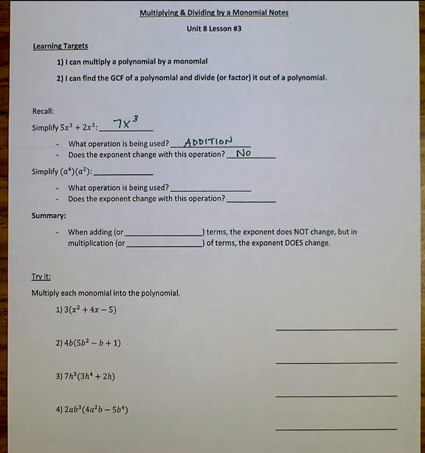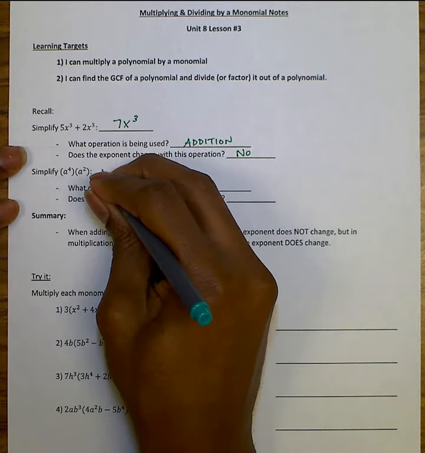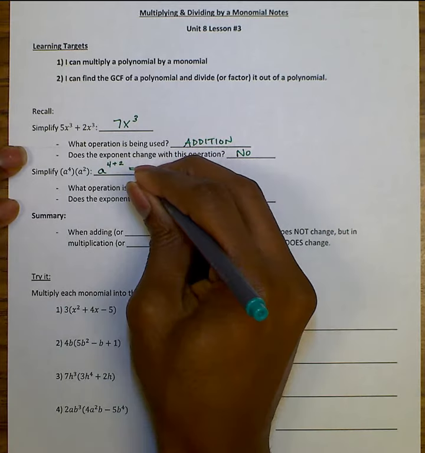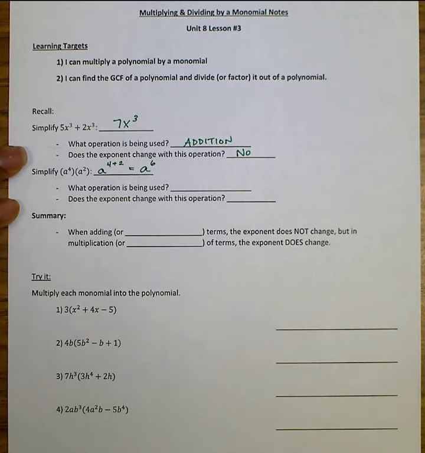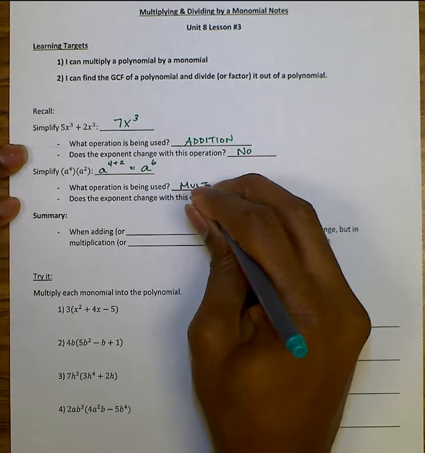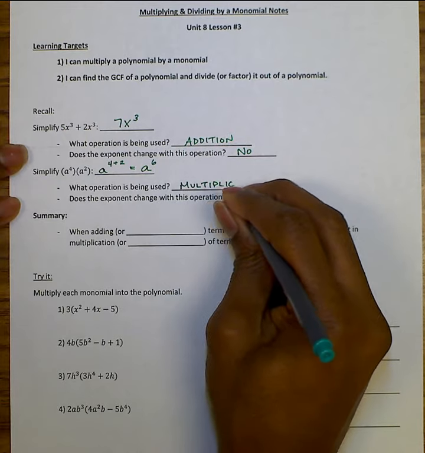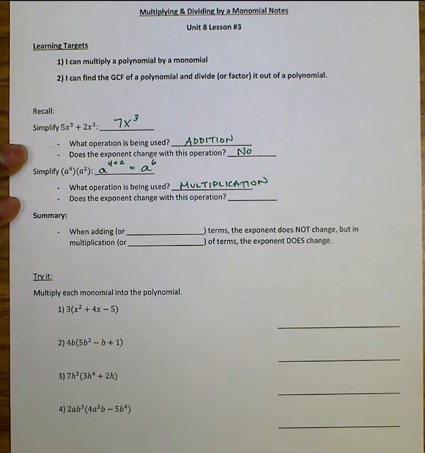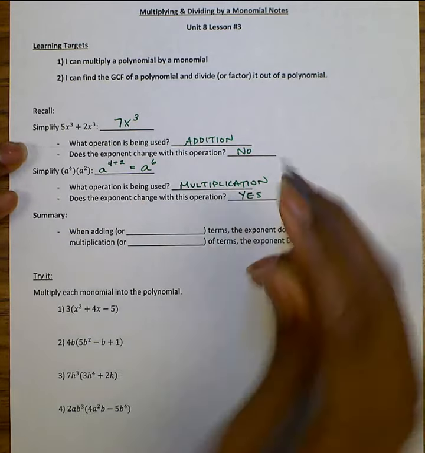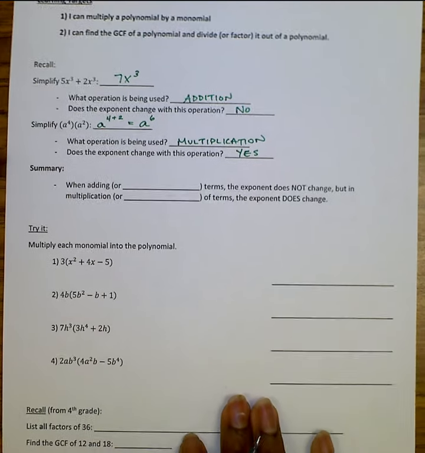Now, some review from last chapter. We have a to the fourth power times a squared. Remember, our rule is that when we have the same base and different exponents, when we're multiplying them, we can add their exponents. It gives us a to the sixth. Again, what operation is being used? In this case, it's multiplication. And does the exponent change with this operation? Yes, it does. And again, we didn't have to have the same exponent to start, so it can change.